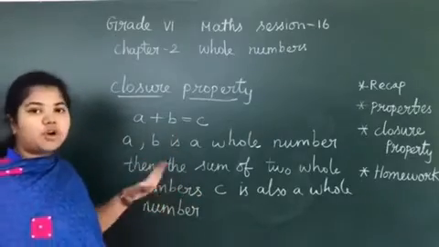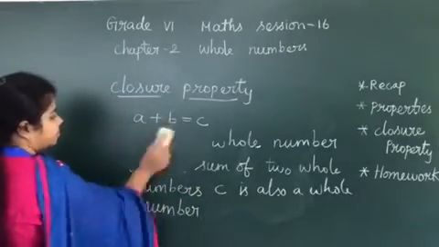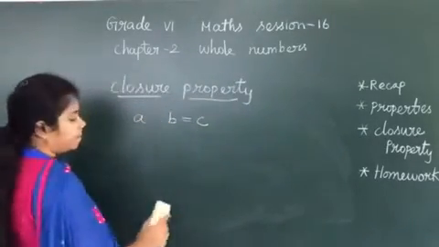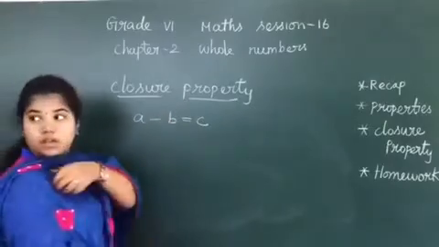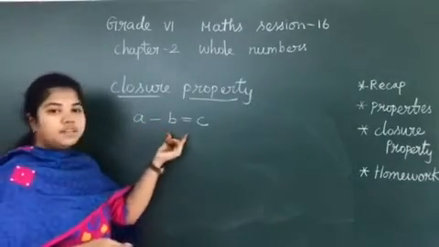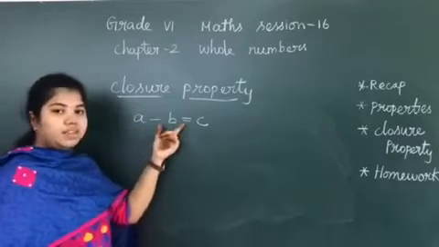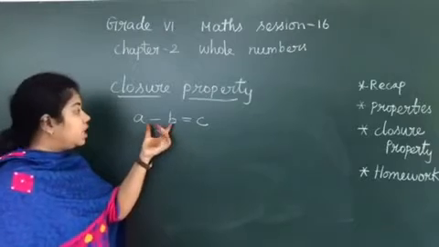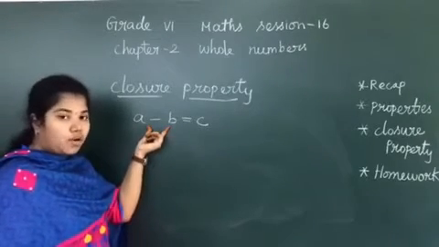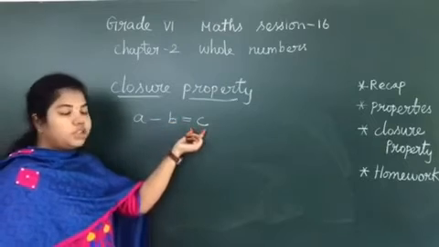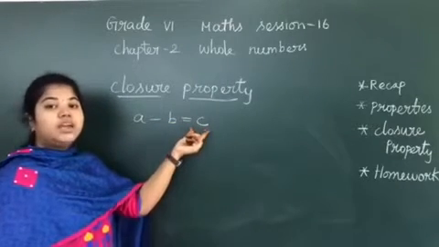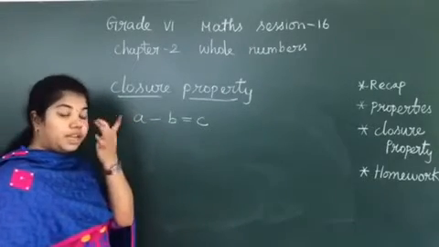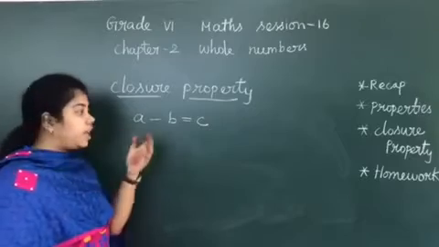Now the same thing we are going to see for subtraction. A minus B is equal to C. A, B, C, three letters or variables, three variables we have taken. The difference of A and B should be a whole number. If it is a whole number, then subtraction is satisfied under closure property. If it is not a whole number, subtraction is not satisfied under closure property.